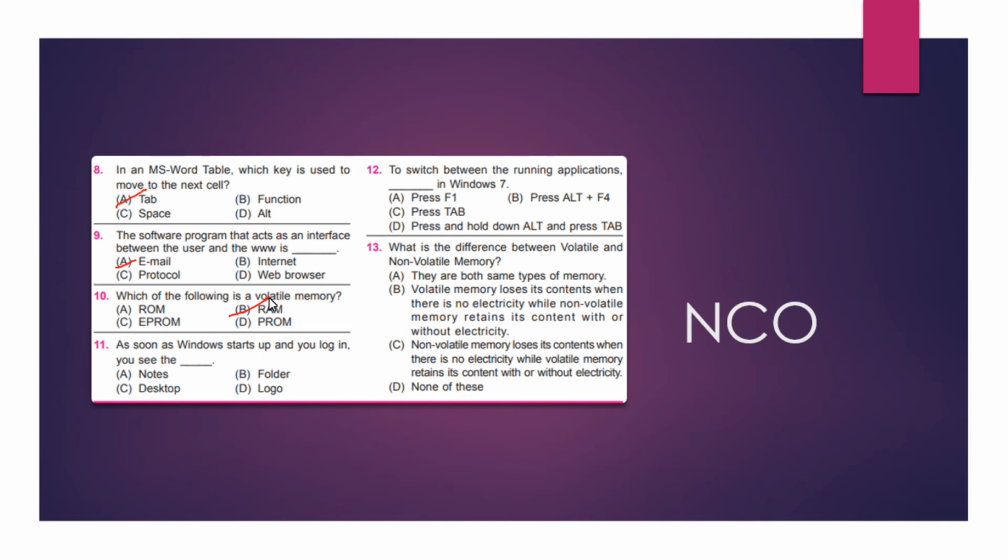Next, as soon as Windows starts up and you log in, you see the desktop. Desktop here doesn't mean the PC. This is called the desktop menu. To switch between the running applications in Windows 7, what will you use? That is the question asked here. It's B, press and hold Alt and press Tab, that's all.